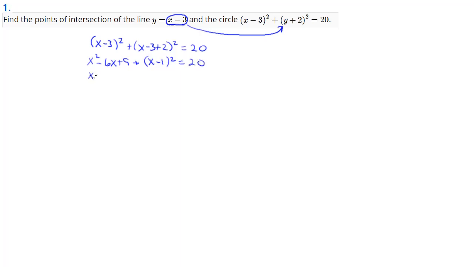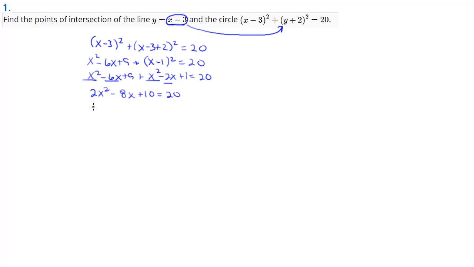Now I'm going to copy this over again. When I get to the (x minus 1) squared, that's going to be x squared minus 2x plus 1, and that's going to equal 20. Now I see the x squareds. I'm going to add those together. It gives me 2x squared, and I've got negative 6x and negative 2x. That's negative 8x. And then 9 and 1 gives me 10. So that's plus 10 equals 20.